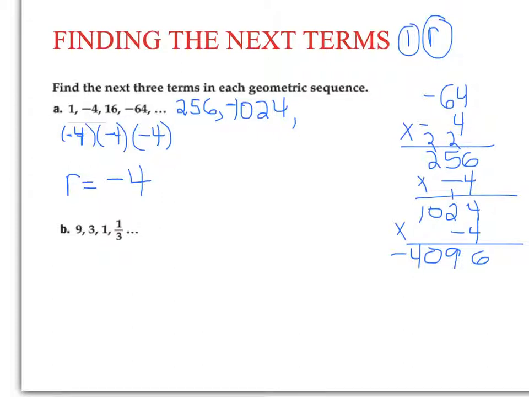So -4096. So that's how you would find your next 3 terms.